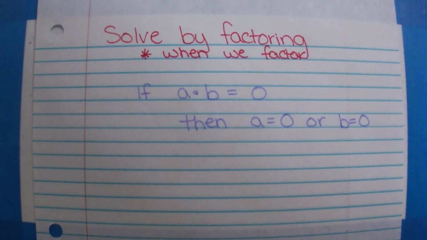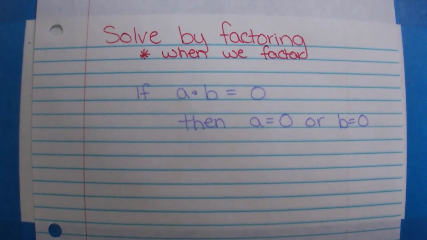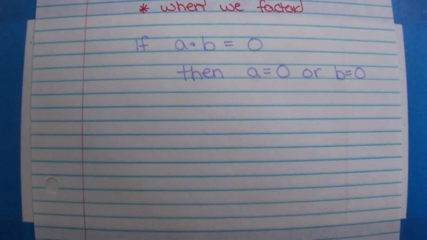It's the only number that has that rule, right? I can't say if it equals 4, right? Because then it could be 1 times 4, 4 times 1, 2 times 2. Okay, but 0 guarantees us that if one of these is 0, no matter what, our answer is going to be 0. And so that's what we're going to be looking at today.